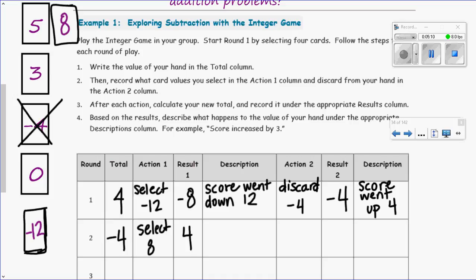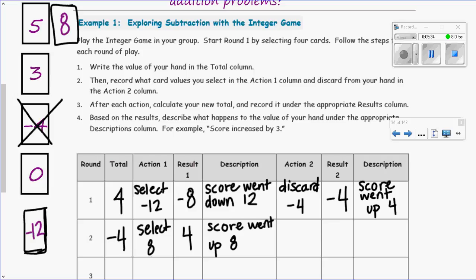So the score went, did it get bigger? Did it get smaller? Did it go up or down? Well, from negative 4 to positive 4, it did go up. It's not 0, though. Be careful on the number line. Score went up. If you don't have your orange number line out, you should take that out now. Score went up 8. It went up 8.